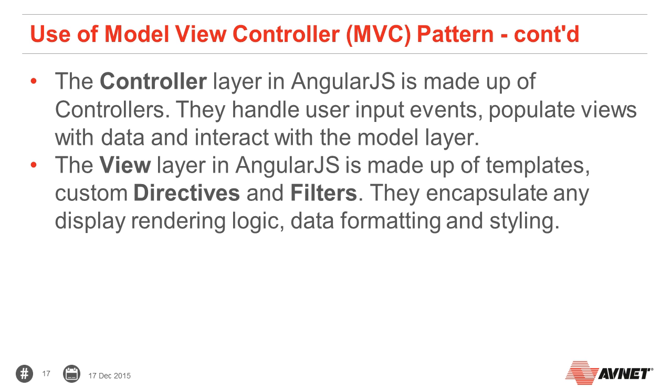The view layer is made up of the HTML templates. We saw an example of one so far, and we'll see another one coming up. They also consist of the custom directives that we can go off and create. They also consist of filters that we saw, which we can use for things like currency conversion and other kinds of formatting. So basically, any kind of display rendering logic, data formatting, or styling would be handled by the view layer.